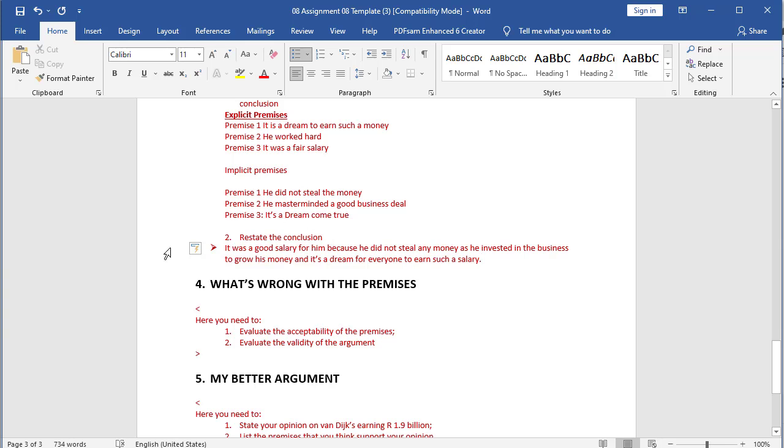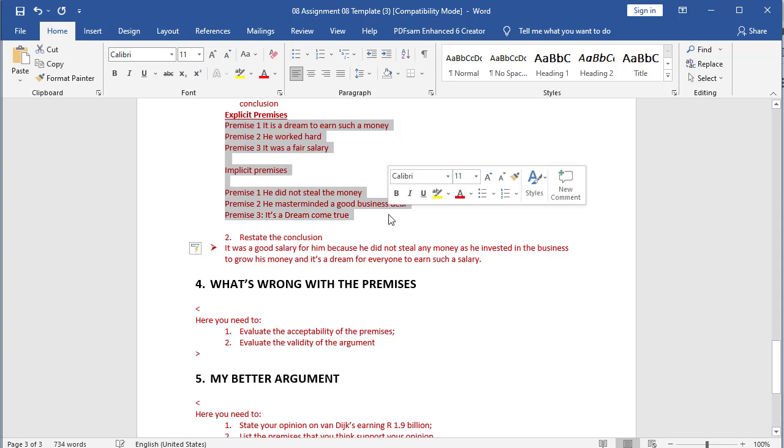We're doing a conclusion. Conclusion is a conclusion, guys, which means that you are concluding what you said here. You are going to conclude from this. You get me? So you are going to write your conclusion based on these premises. So your conclusion has to say something like it's a dream, you worked hard, it was a fair salary, he did not steal. Yeah, you get me. And then you write your conclusion.